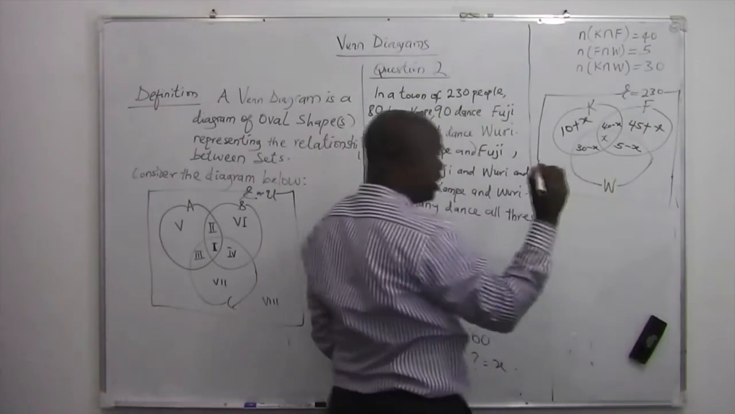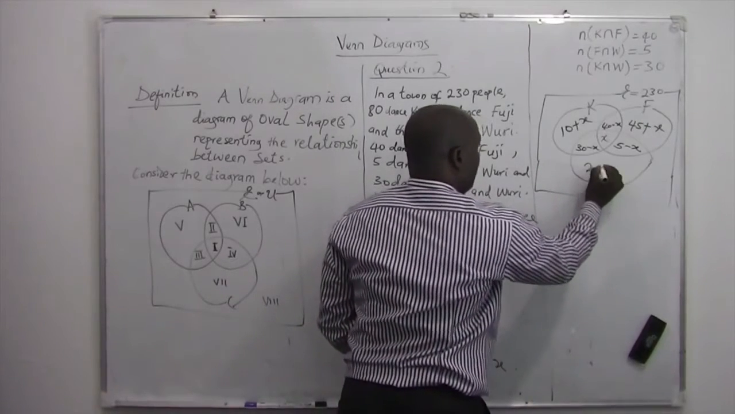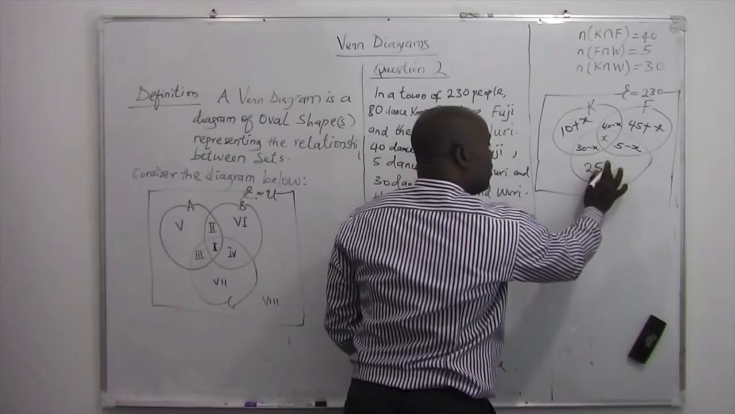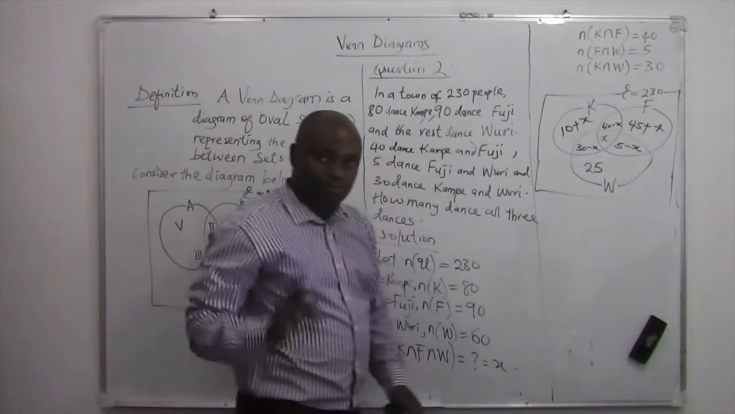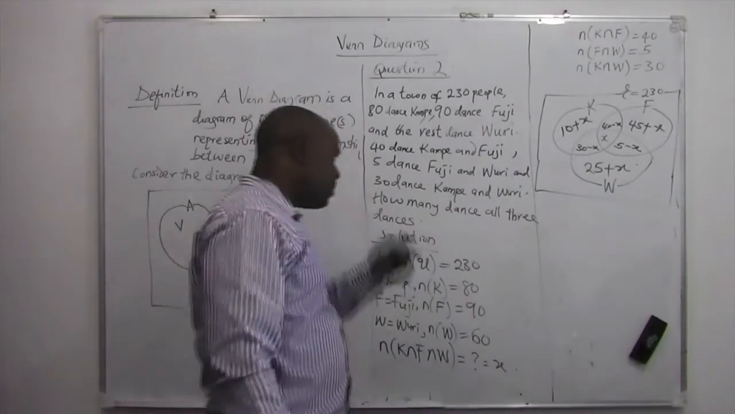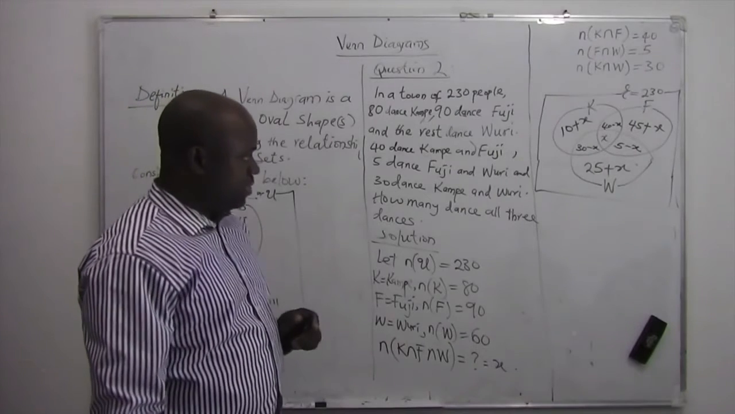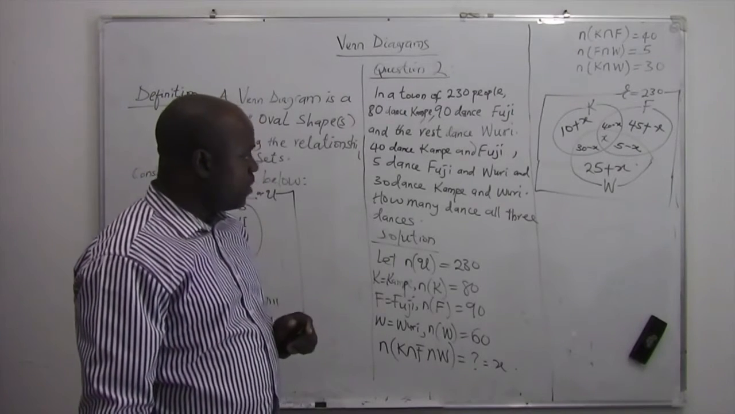You can check it up now and discover that we are good to go. So this is nothing but 25 plus what now? Plus x. Good. This is 25 plus x. Now, we proceed to the next stage in the solution.